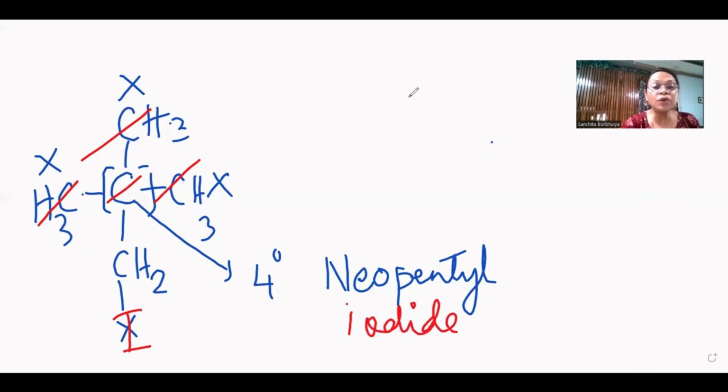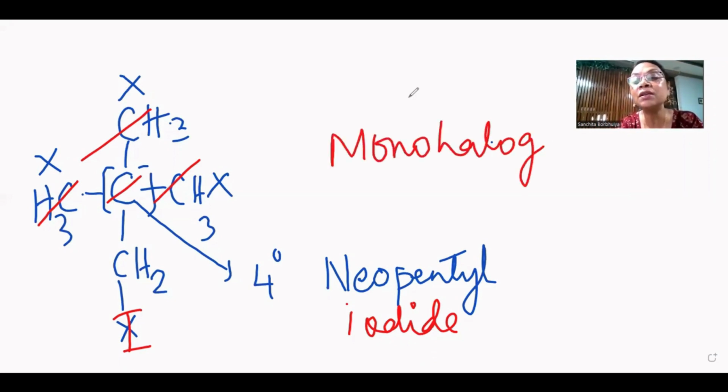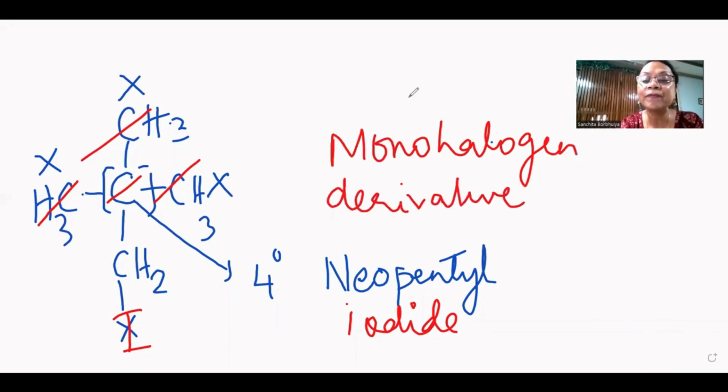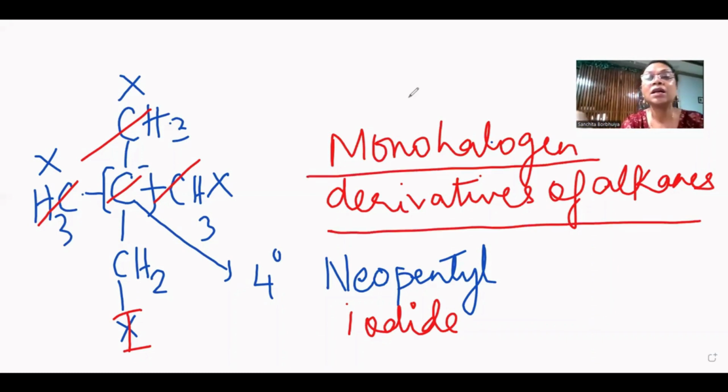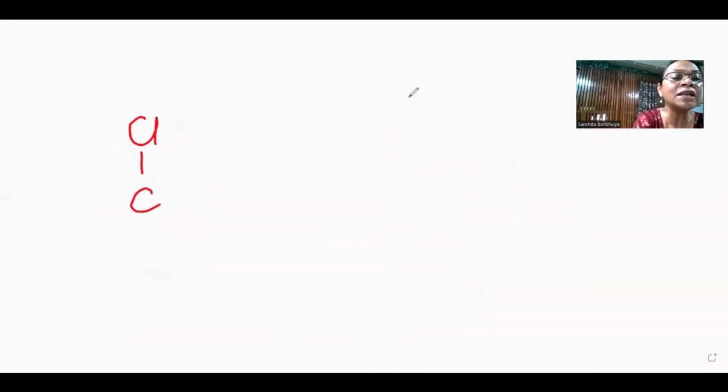Our main focus in this video is common names. So I am done with the monohalogen derivatives of alkanes. There are a lot of things to be discussed. So let us carry on with the monohalogen derivatives of alkanes. I have just taught you isobutyl. What is isobutyl?